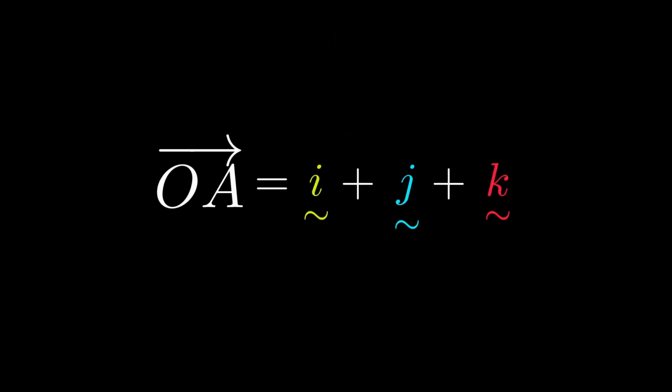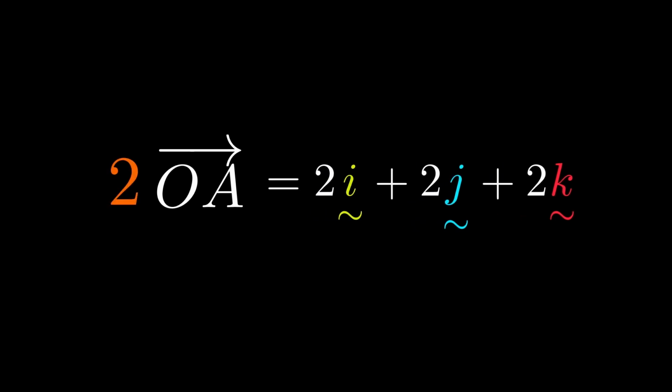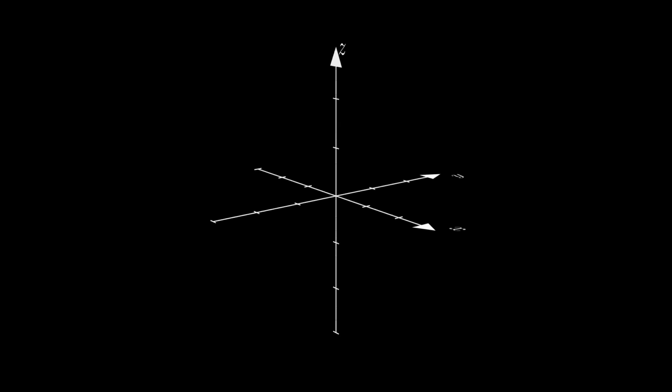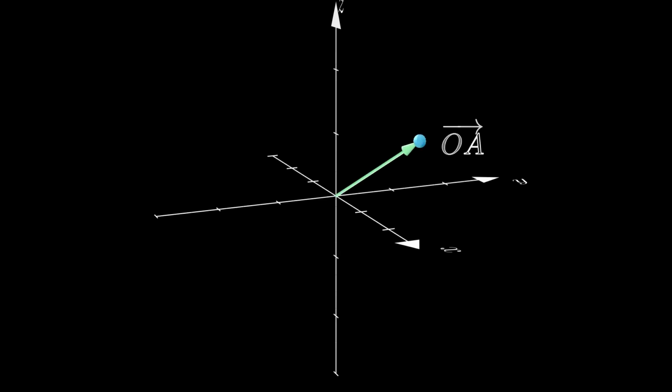Finally, if we now want to scale our vector OA by a factor of 2, each component in OA should now be doubled, 2i plus 2j plus 2k. What this means geometrically is that our vector arrow should be double in its length but still point in the same direction. Let's see our vector OA. If we scale it by a factor of 2, it is now double its length, but still points in the same direction. Scalars are a quantity with only a magnitude.